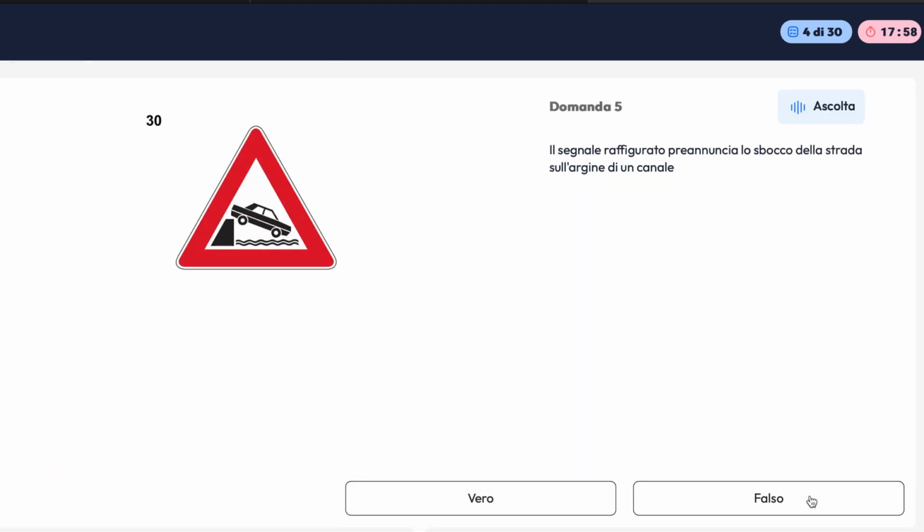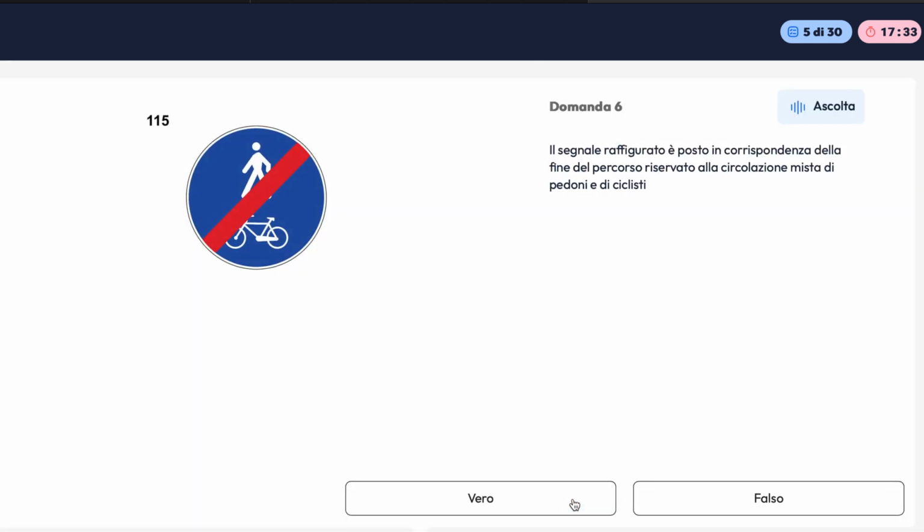Question number 5. Il segnale raffigurato preannuncia lo sbocco della strada su argine di un canale. So the question is letting you know this sign tells you to pay attention because there will be water on the other side of the road, which is vero.